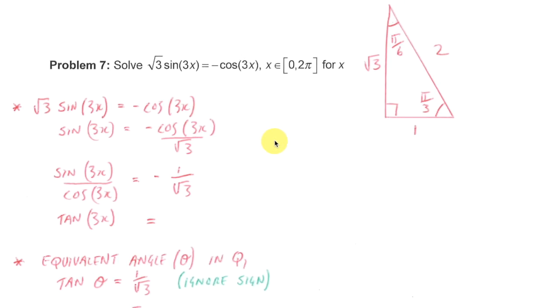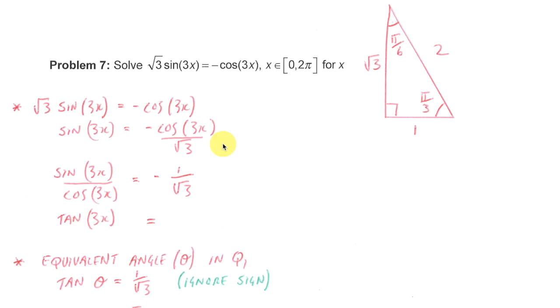Alright, so problem 7, we've got solve the square root of 3 times sine of 3x minus cos of 3x, and we're looking for solutions for x between 0 and 2 pi. I start by writing out the equation. I now divide both sides by the square root of 3.